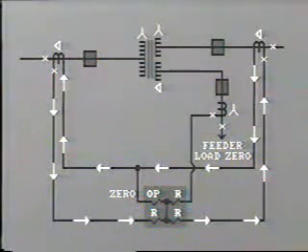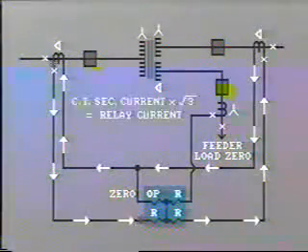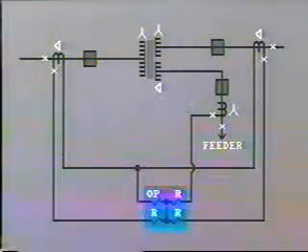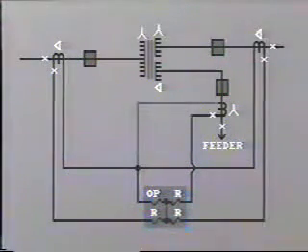We must remember, however, that this is a schematic, and with the CTs connected in delta, CT secondary current is not the same as relay current. CT secondary current times the square root of 3 equals relay current. Now, if there is load in the third winding, we must connect the third CT like this.